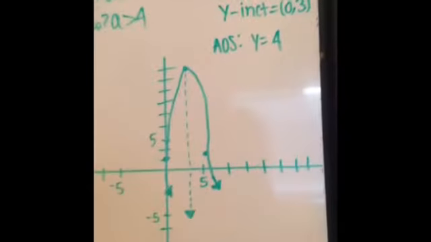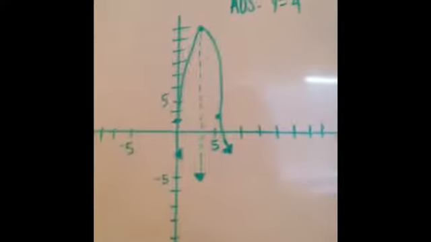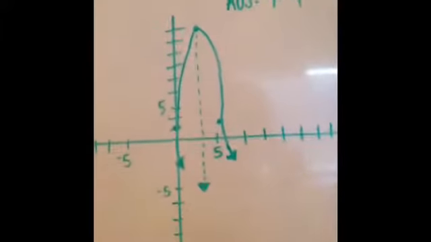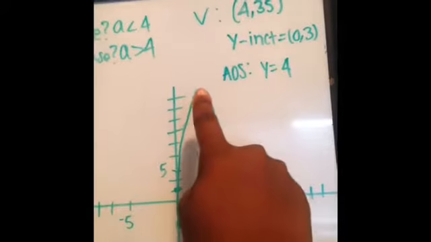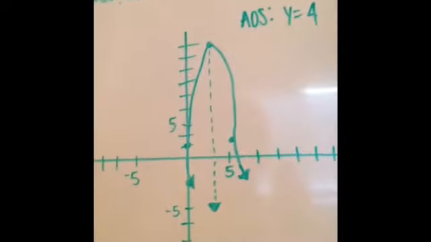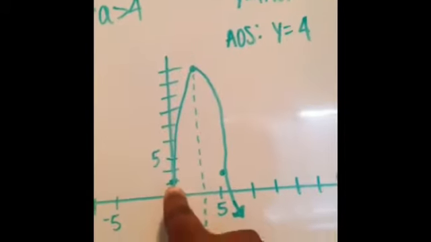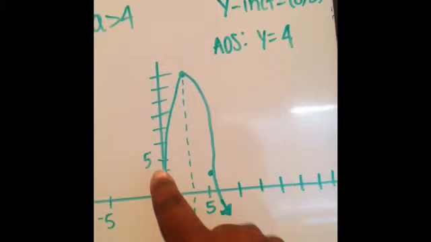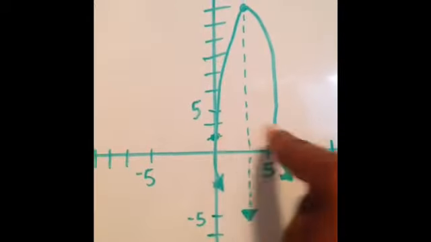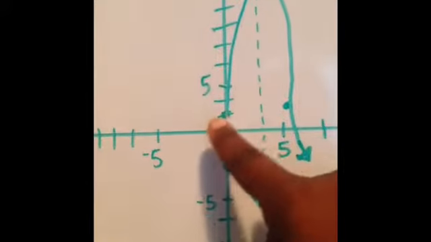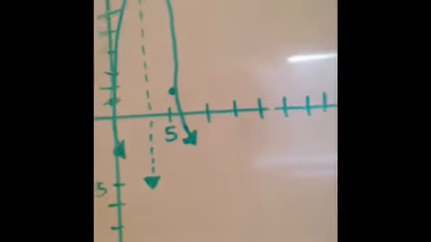After you get your vertex and your y-intercept, you graph the problem. So 4 is the x and 35 is the y. Here's my 4 right here, and then 35 is right here because I went by 5s. And then my y-intercept is (0, 3), so it's 0 on the x and 3 right here on the y. Then you reflect across the axis of symmetry. Since it's 4, you would go past this, all the way over here, so you reflect. And that's your axis of symmetry.